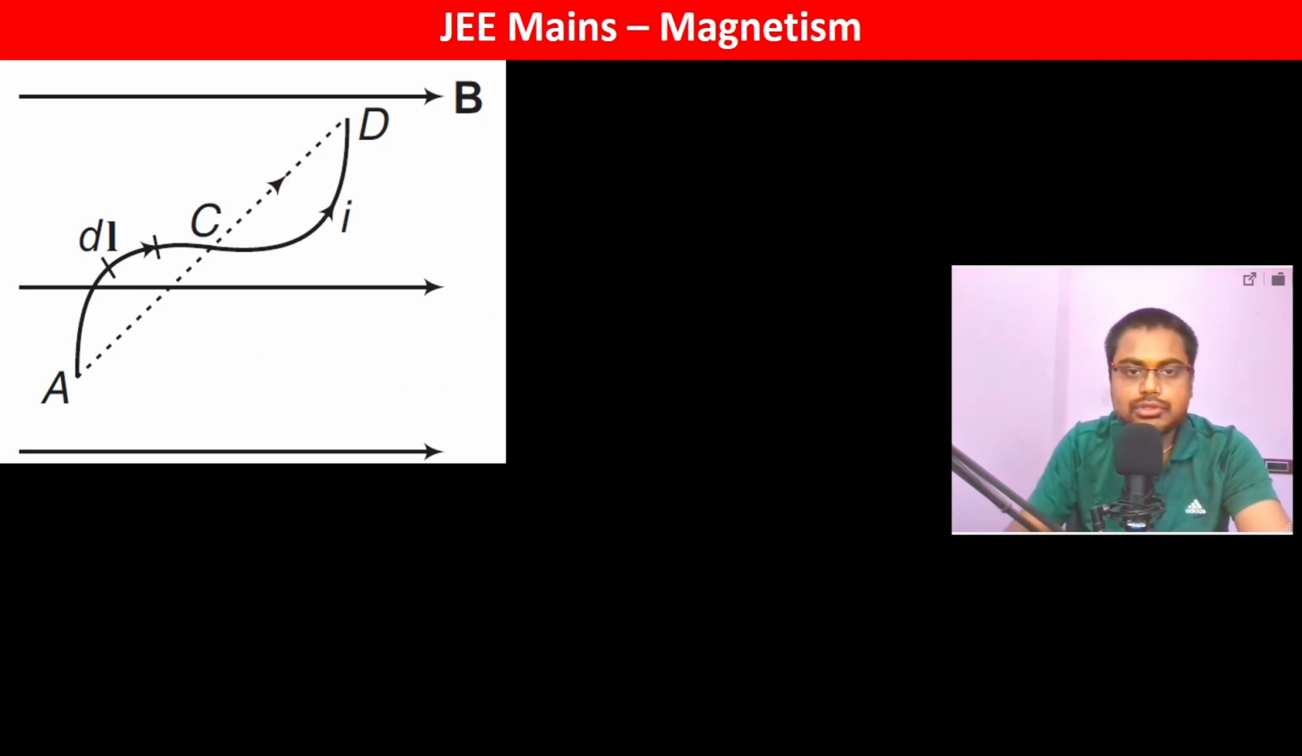So the force on a current carrying wire is given as dF is equal to I dl cross B. Now what is dl? dl is the small length, the elemental length. B is the magnetic field. dF is the force on the wire.